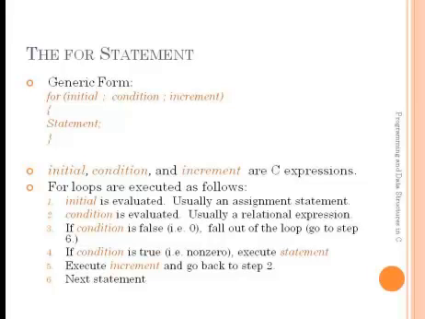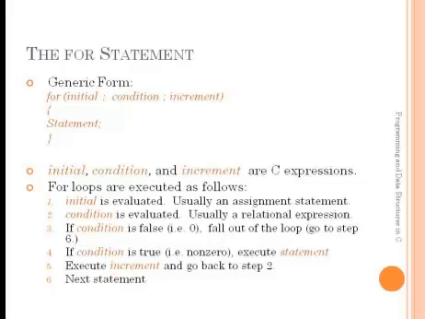The generic form of the for statement is: for, initialization expression, condition expression and increment or decrement expression, followed by the statement and next statements. Whenever the control reaches the for statement, first it evaluates the initialization expression. After that it checks the condition. If this condition is false, then the control will jump to the next statements.